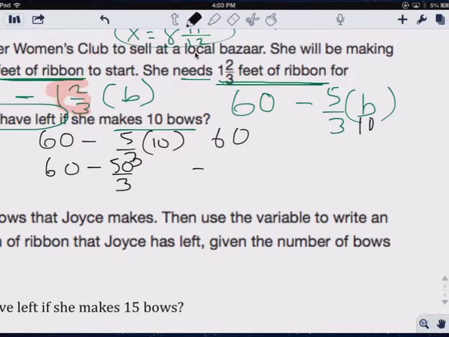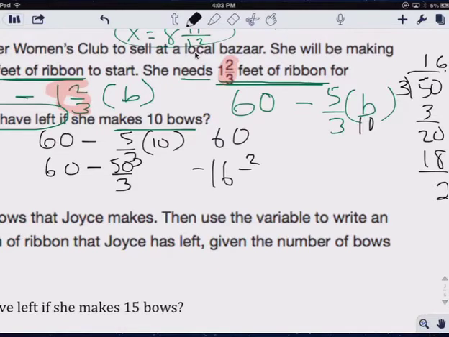3 into 50, how many times? 50 divided by 3 is 16.666. We don't want it as a decimal. We want it as a fraction because the problem starts out with a fraction. So that's 16 remainder 2, all over 3.